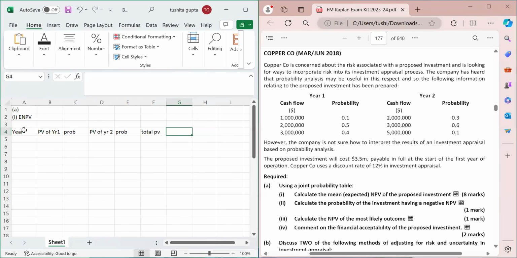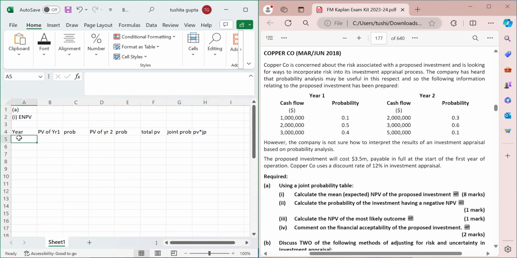And then let's work out the joint probability. Once you multiply your probability 1 with probability 2, then you have your joint probability, and ultimately total PV multiplied by your joint probability will give you your final outcome of this method.